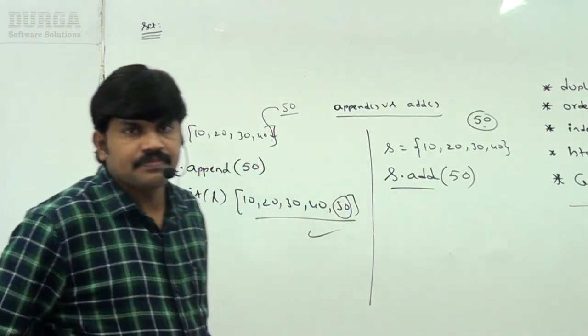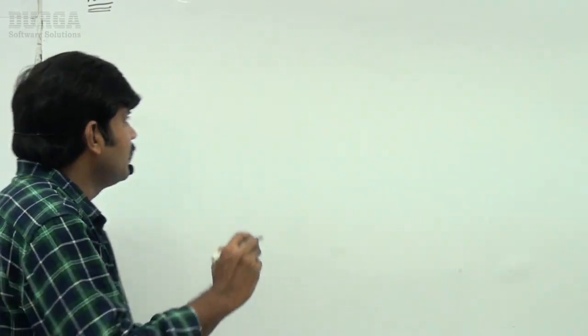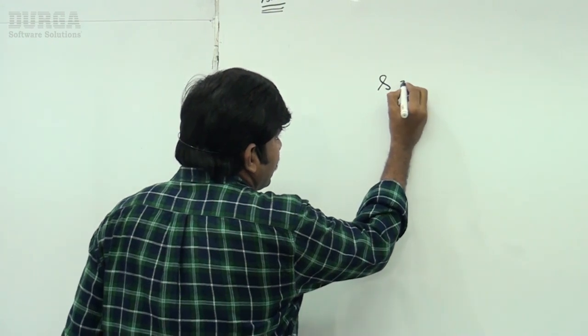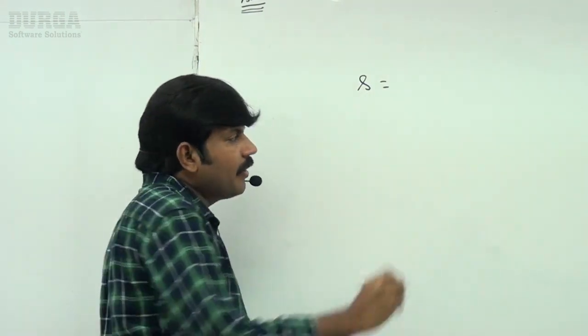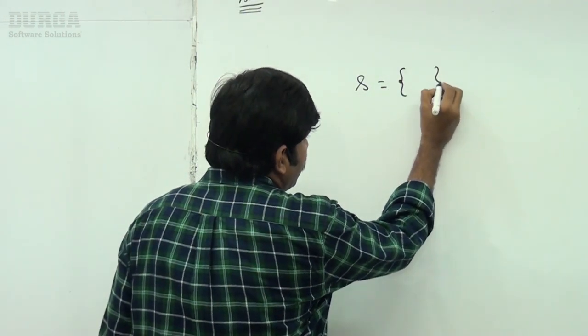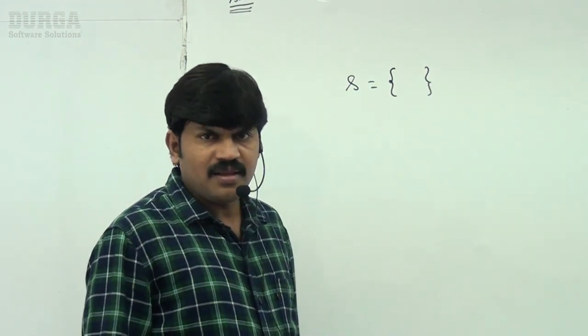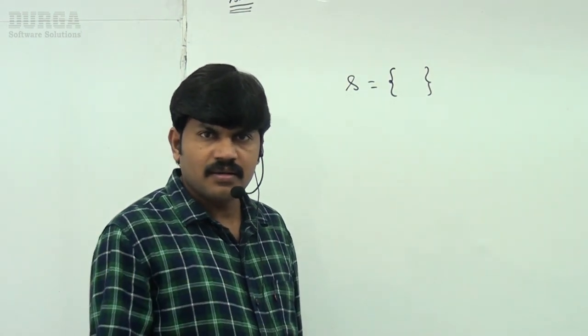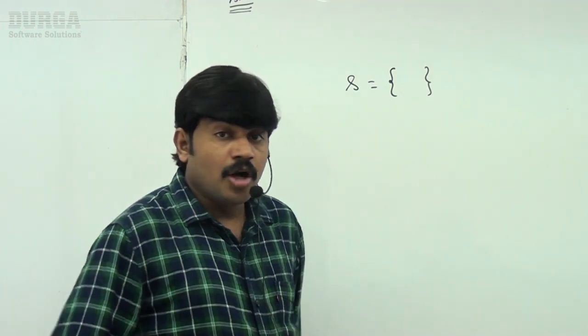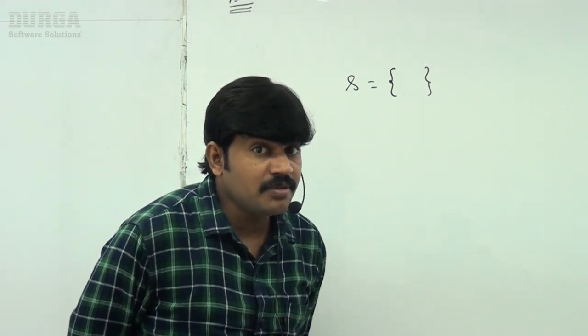Clear, right? Sir, now I will explain the most dangerous point. Take very, very special care, sir. What is that point? If I take S is equal to curly brace open and close, can you please tell what is this? Set. Curly brace open and close is the set. How many elements are there in this set?